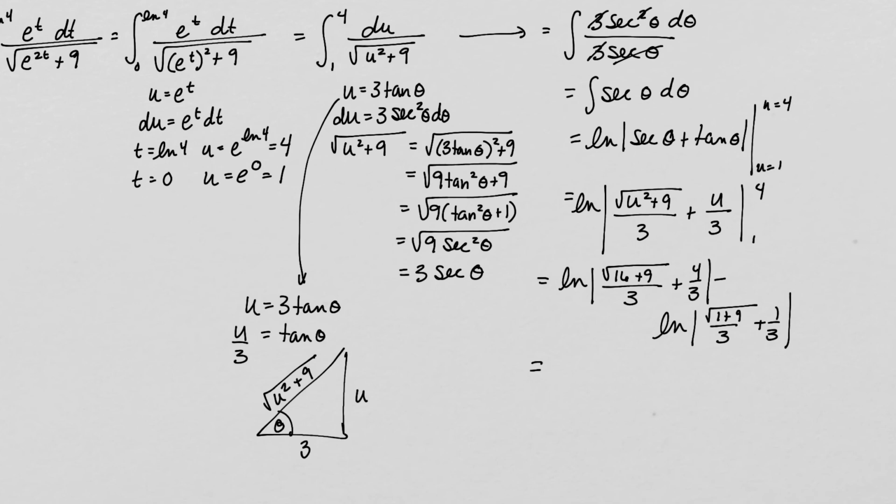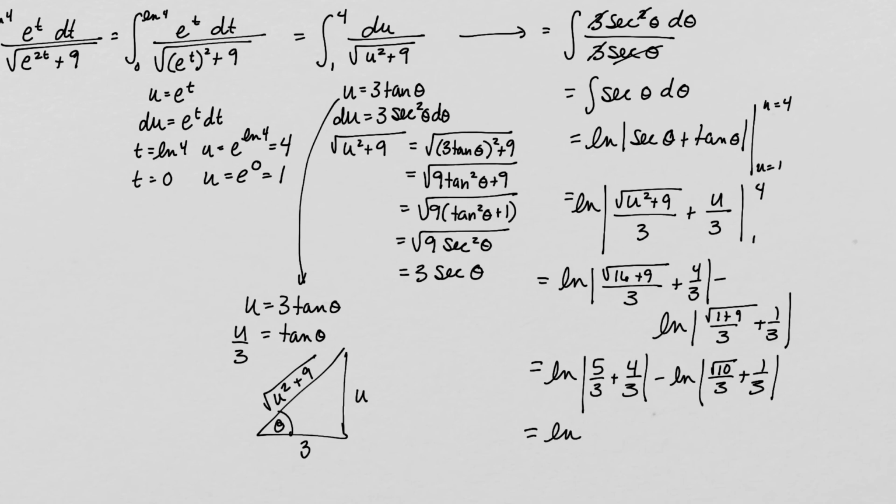And I can clean this up just a little bit. So 16 plus 9 is 25, and the square root of 25 is 5. So we have the natural log of 5/3 plus 4/3 minus the natural log of the square root of 10/3 plus 1/3. And I could just clean this up a little bit.